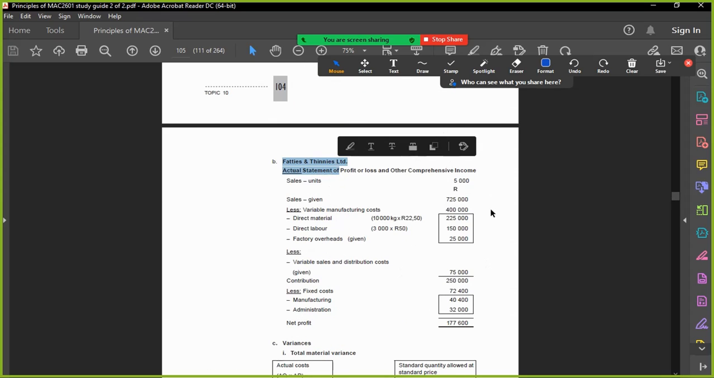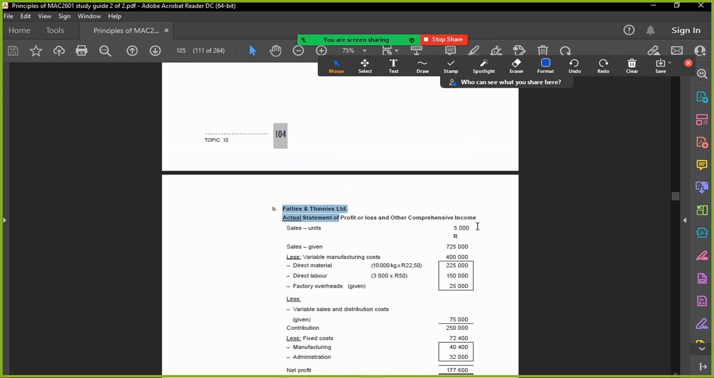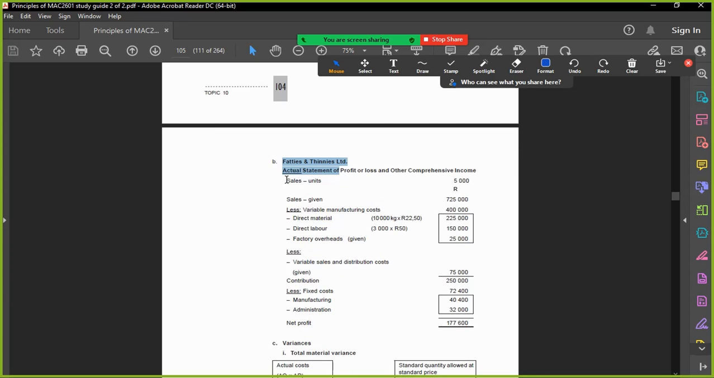If the units weren't the same and it was, for instance, 6,000, then you'd have to flex the budget. You can't compare 6,000 units to 5,000 units. It has to be apples and apples. So if the actual sold was 6,000, then you would have to flex the budget from 5,000 to 6,000 to get it to the actual. Does that make sense? Yeah. All right, so here you have the apples and apples.